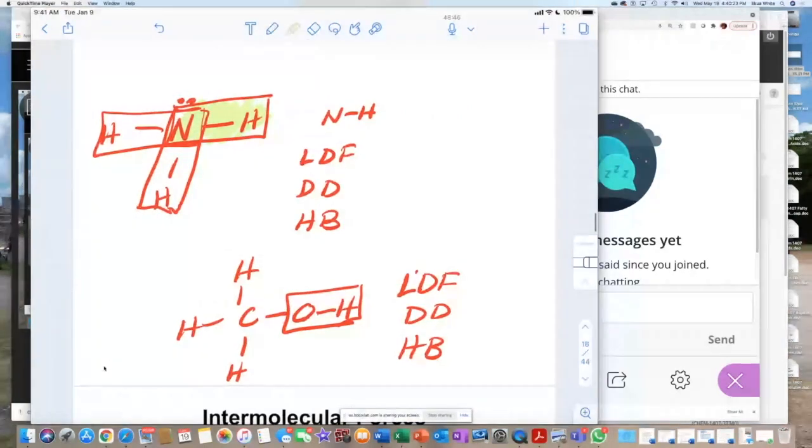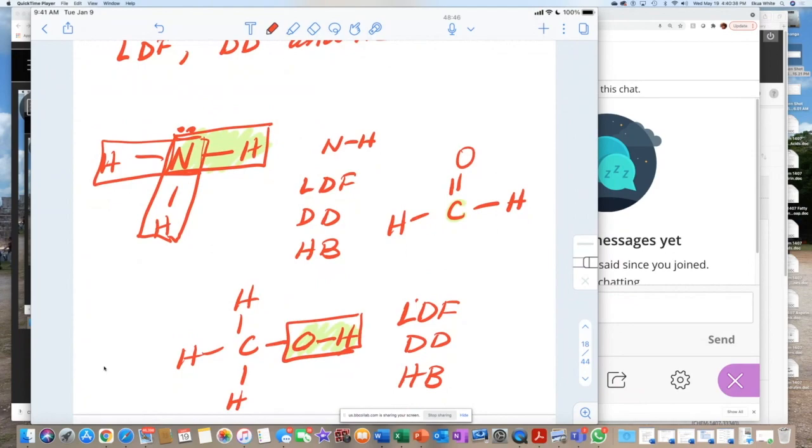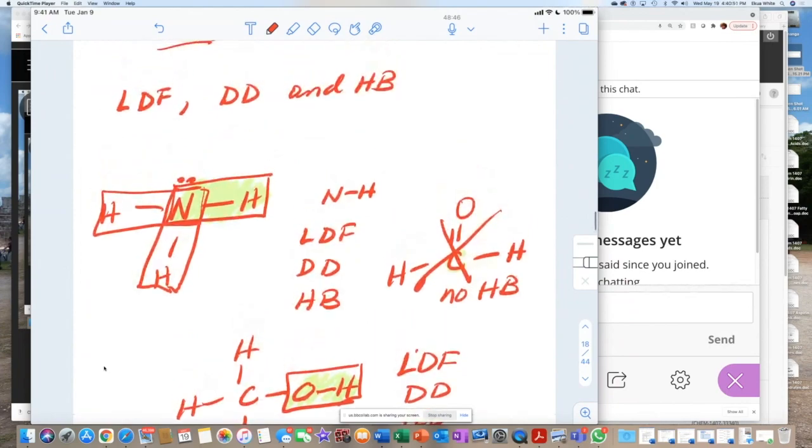Okay, so let me show you what does not have hydrogen bonding capacity. If I draw this right here, double bond O, H, H. Okay, this does not have hydrogen bonding capacity. Why? This one has no hydrogen bond because even though the compound has oxygen and hydrogen, they're kind of near each other, but they're not attached to each other. They have to be attached to each other.